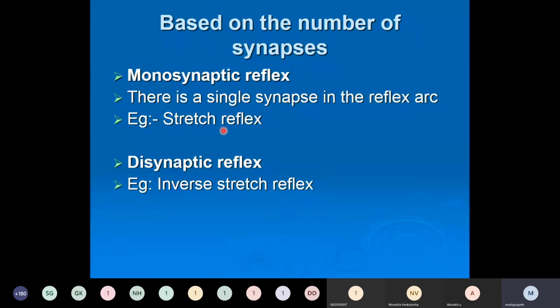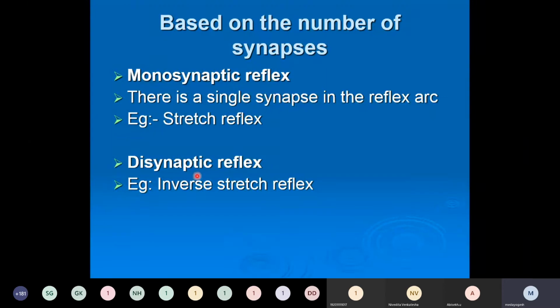We will be learning in the next reflexes class about individual reflexes, how the stretch reflex works, how the inverse stretch reflex works. Each and every specific reflex is a 5-mark question that we will learn in detail in the next class. Today it's more of a general classification.